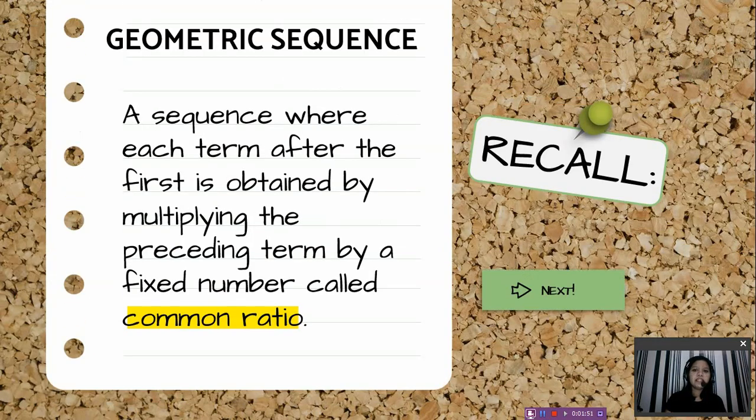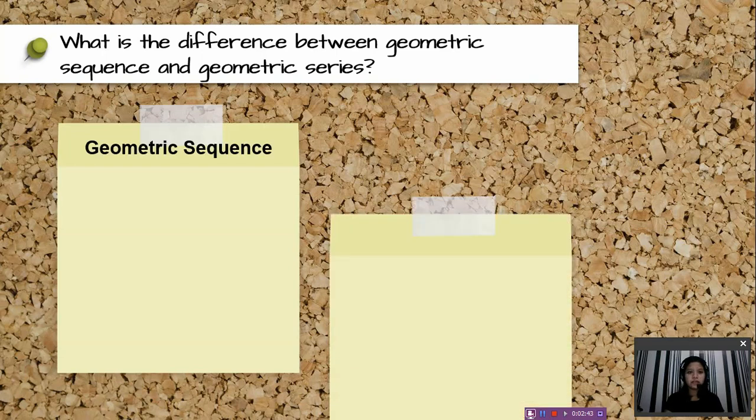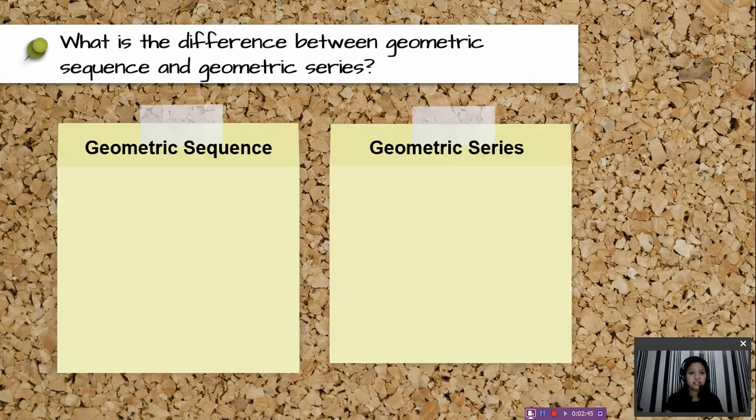Now, before we begin with the discussion, let us first recall what a geometric sequence is. A geometric sequence is a sequence where each term after the first is obtained by multiplying the preceding term by a fixed number called the common ratio. In the past video lessons that you have watched, you have learned what a geometric sequence is. Now, what is the difference between a geometric sequence and a geometric series?